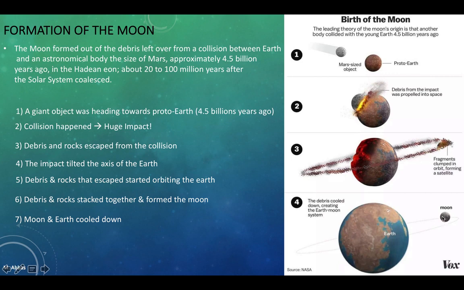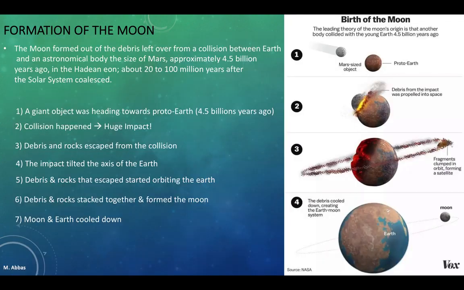So somehow, if you want to think about it, the moon was part of Earth. And because that asteroid hit the Earth, debris escaped, rocks escaped, they got locked in the orbit. These rocks over time, they stack together to form one body that we call today the moon.